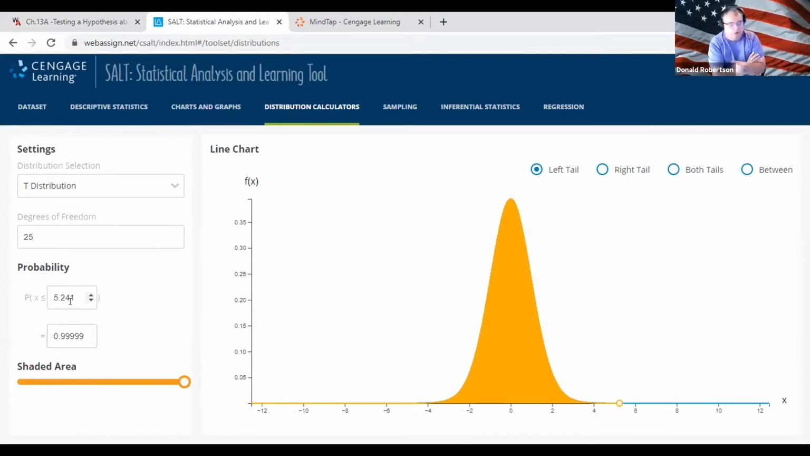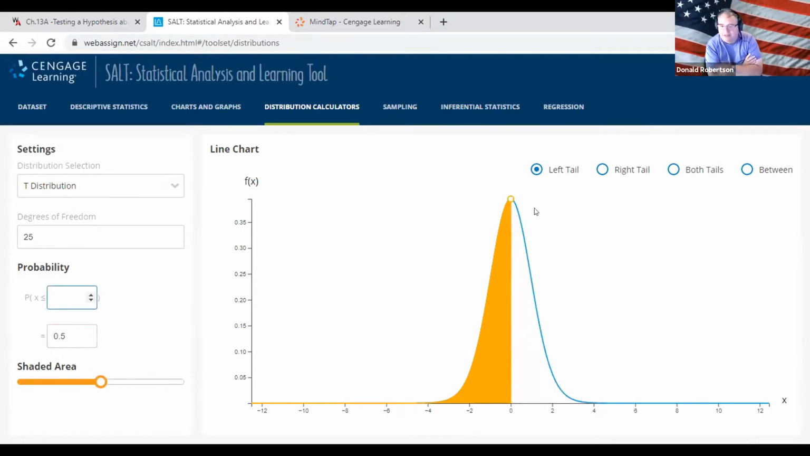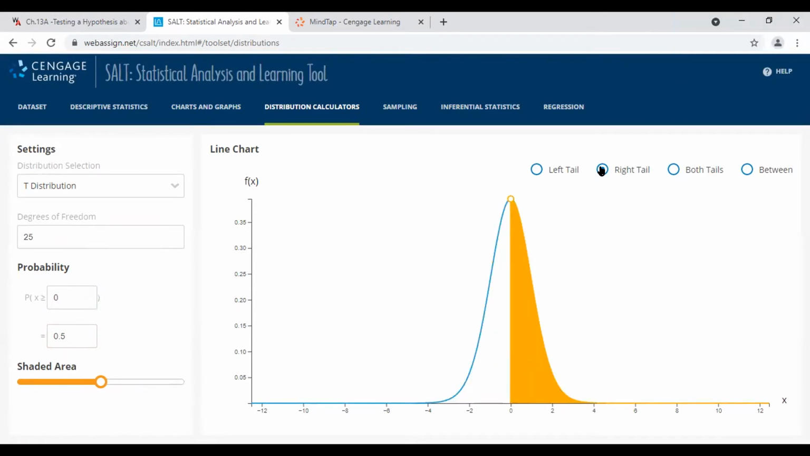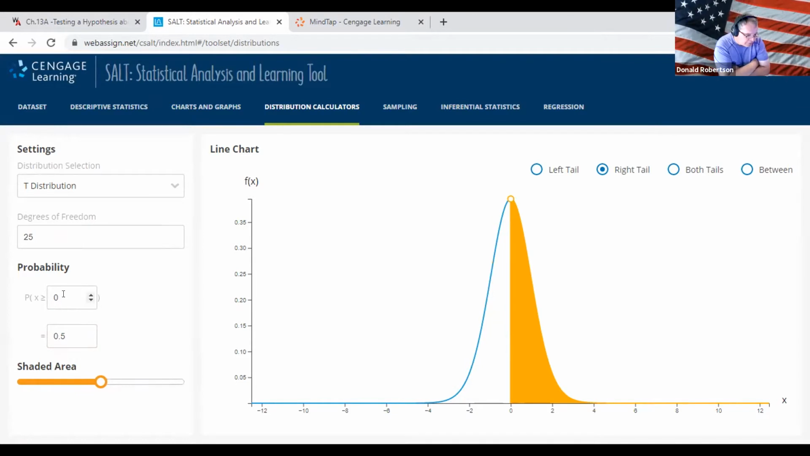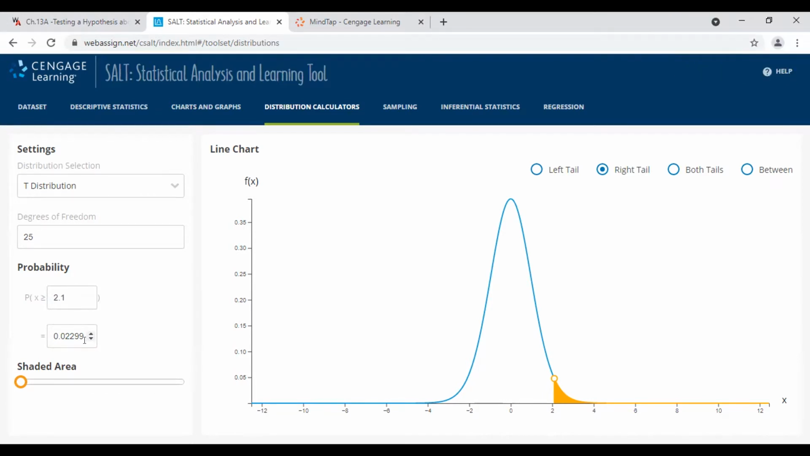No, not there. Move your mouse pointer to the right hand side and hit the dot that says right-tailed. Now go to the probability one and type in the 2.1 that you had there. Think of that X as saying T, and it's saying what's the probability that you get bigger than 2.1. Now that decimal 0.0229, that is the guy that you're looking for. That's your p-value.